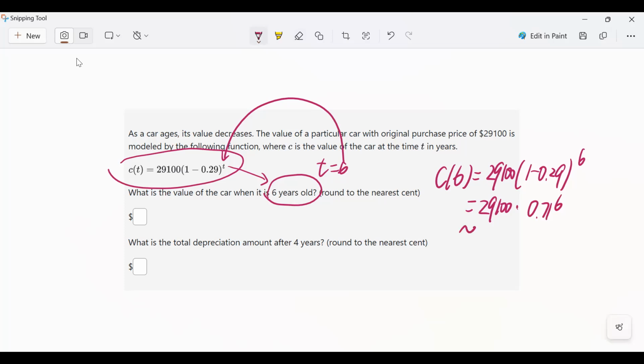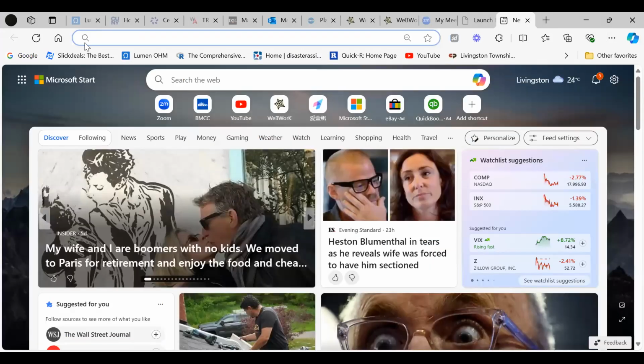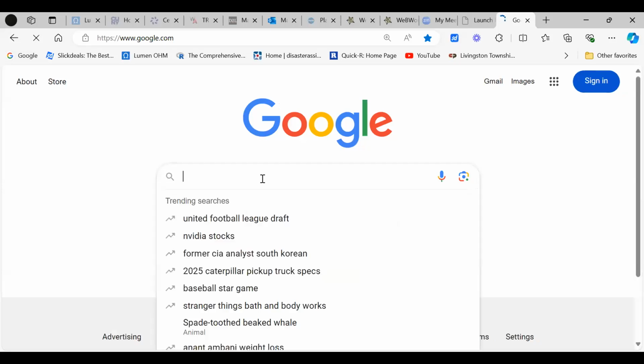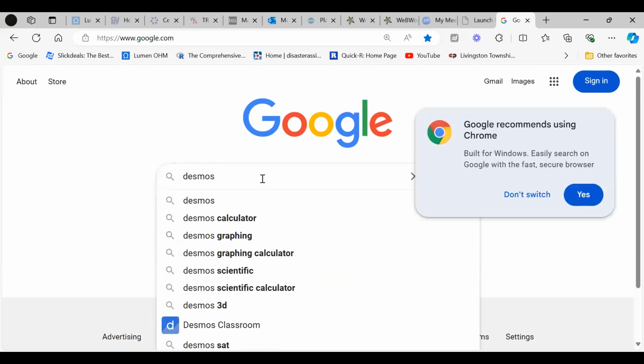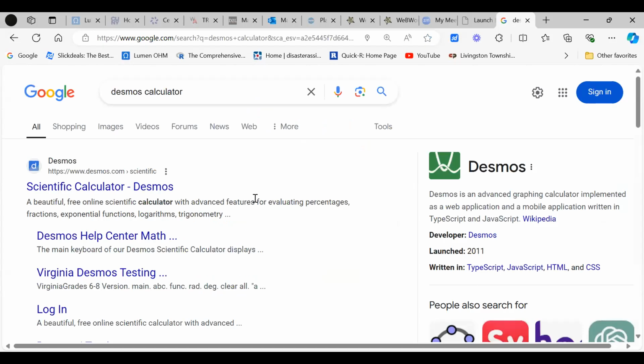To the 6th power, then you need to use the calculator. Let me see if there's an embedded calculator from the web. Nope, there's no embedded calculator. But I can show you an online platform that will let you do some calculation there. It's called a decimal calculator. Basically it's a scientific calculator.